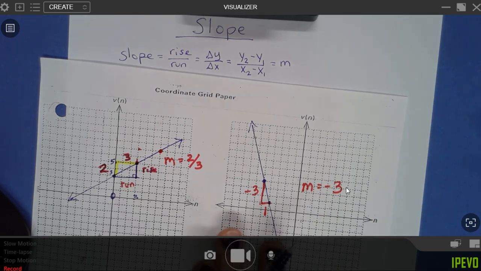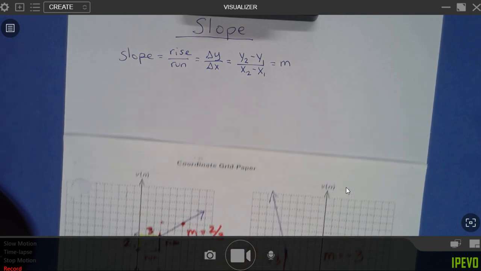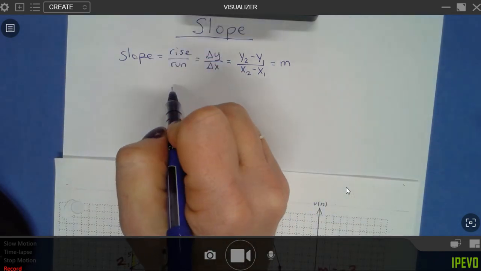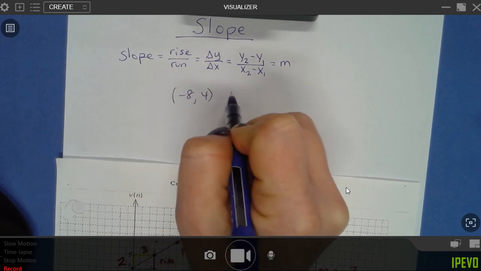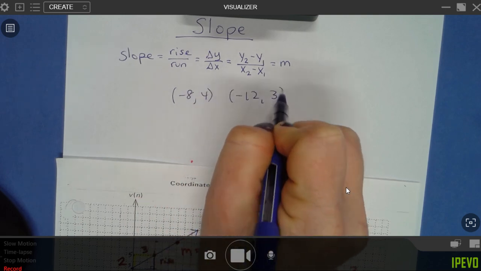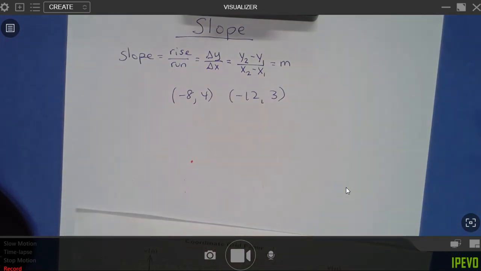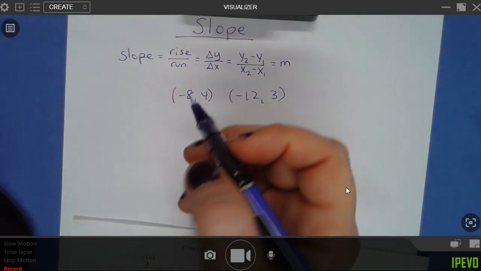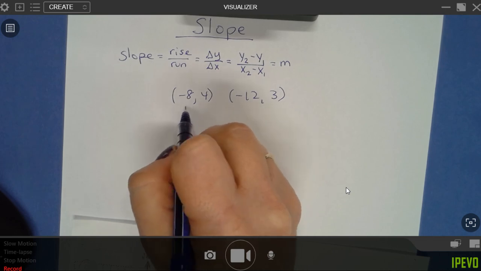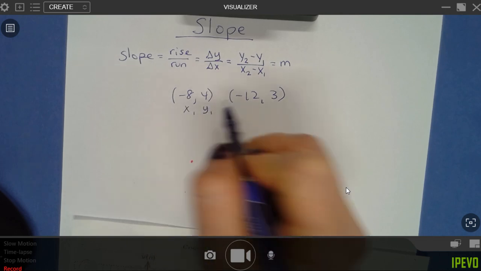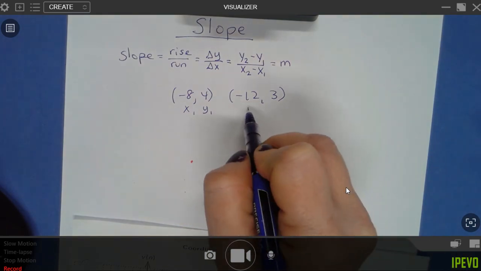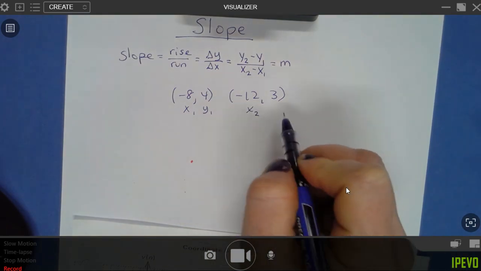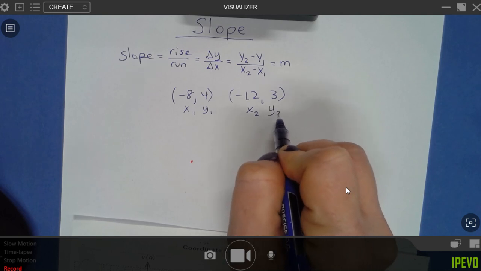We can use graphs to find slope, or we can get the slope based on points. So if you were given 2 points, 8 and 4, and -12, 3, and you were asked to find the slope, and you weren't given the graph. Well, first off, I like to label my points. So I'm going to label this point my x1, y1. It's my first x, my first y. And then since this is my second x, I'm going to call it x2, and my second y, I'm going to call it y2.